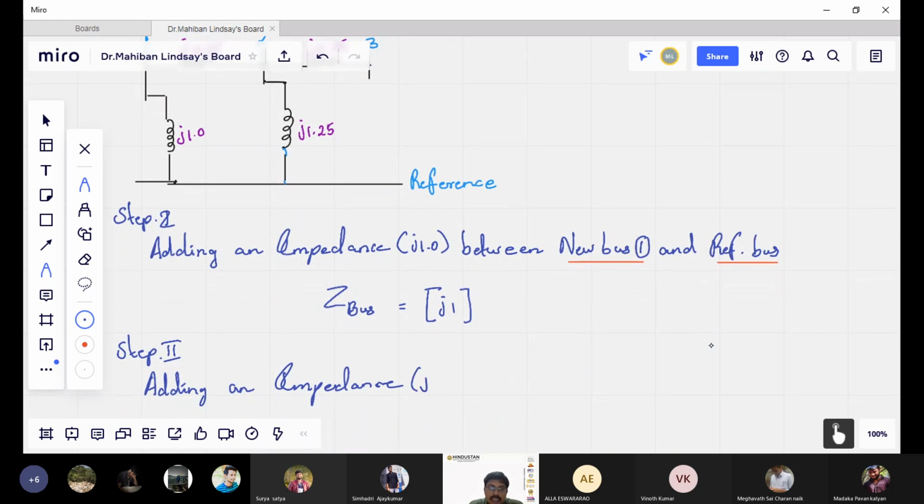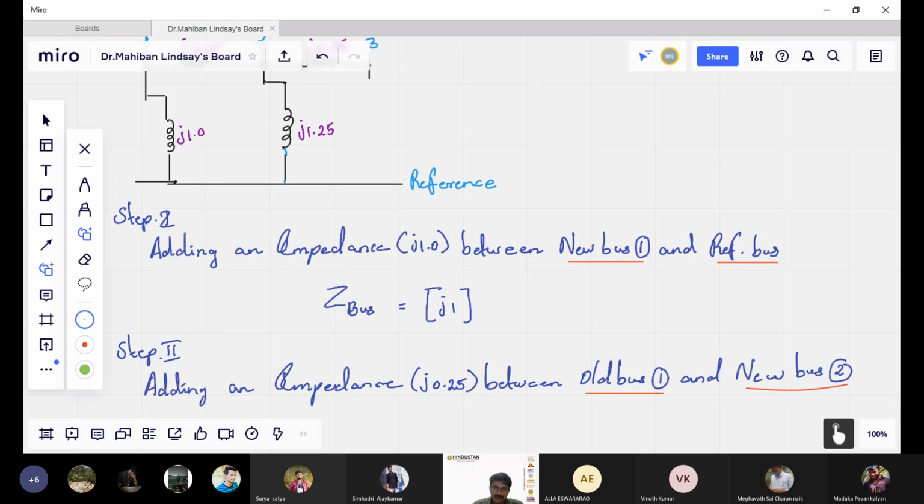So that is J 0.25, that is the impedance between old bus 1 and new bus 2. I can write new bus 2. So now, as usual, I am going to underline this one, old bus. Since it is an old bus, it is a new bus.